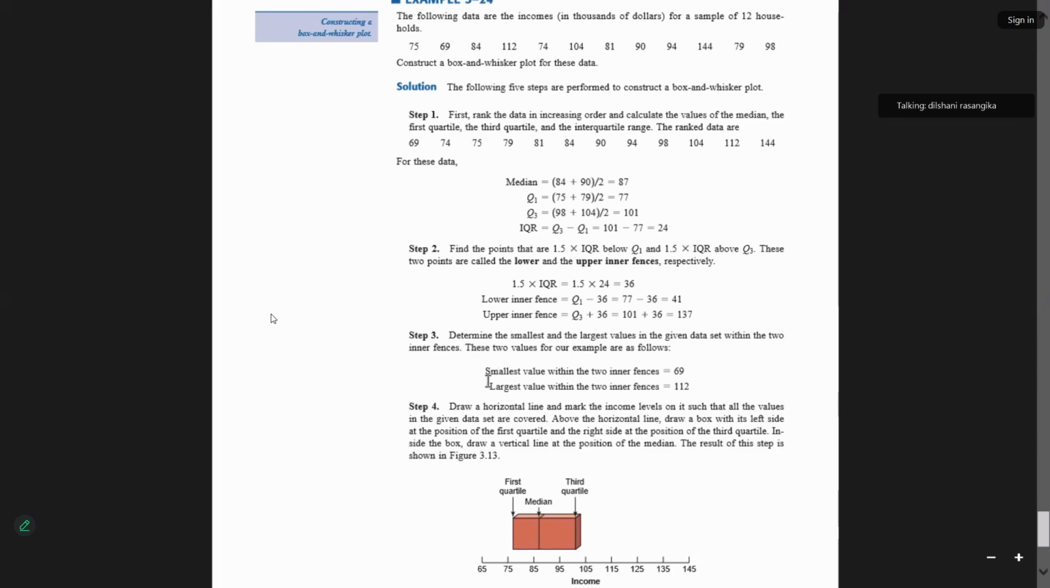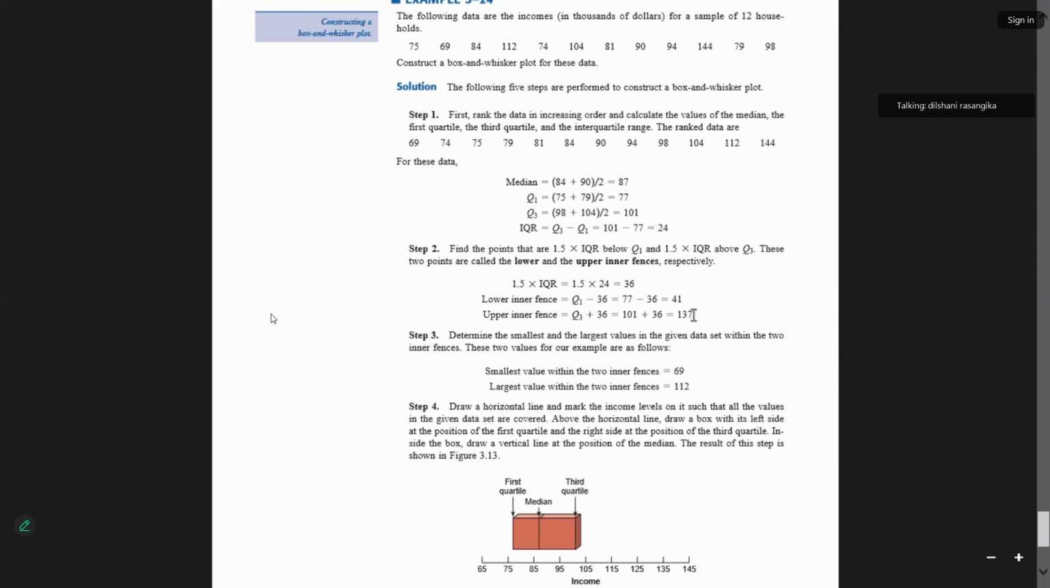We are calling those two values the smallest value within the two inner fences and the largest value within the two inner fences, right? So we can find the values as 69. There are no values less than 69. So that means 69 is the smallest value within the two inner fences, right? So then what is the largest one?